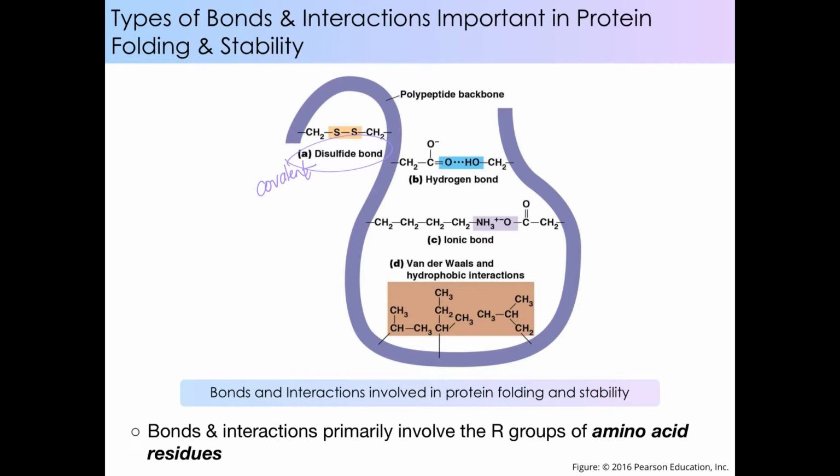Now, most of these interactions are occurring between the R groups of the amino acid residues. However, as you'll see later, there are some important interactions that occur between atoms of the polypeptide backbone.